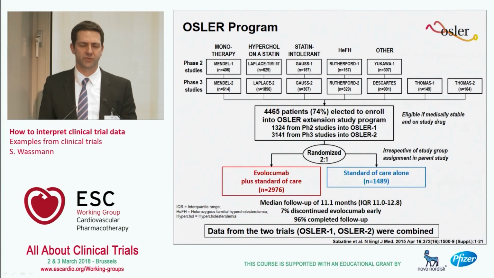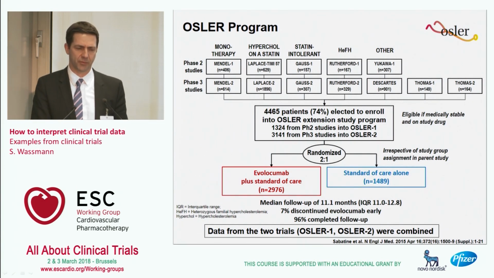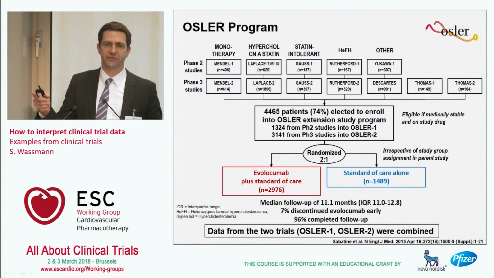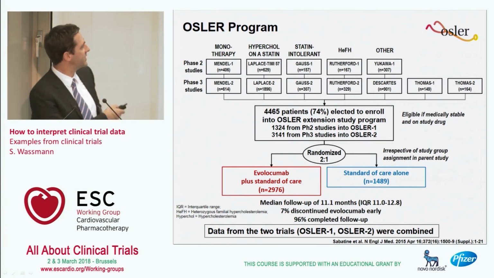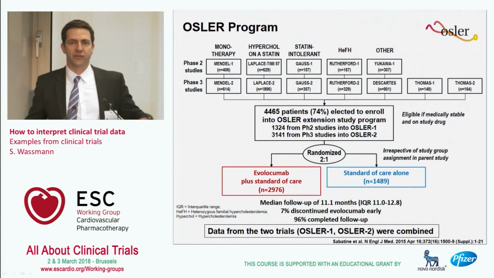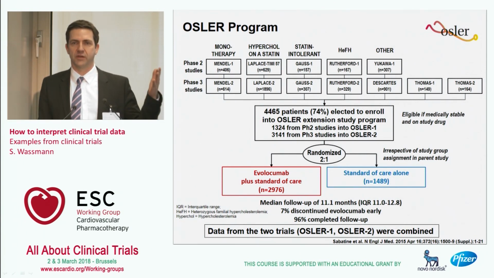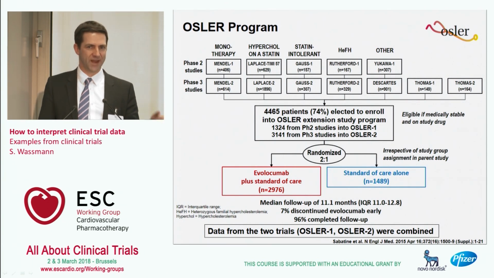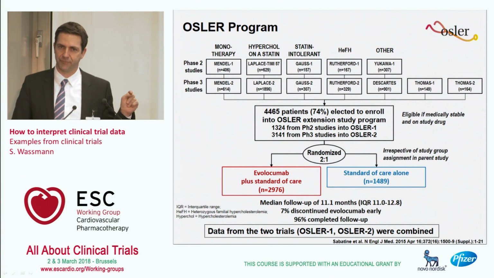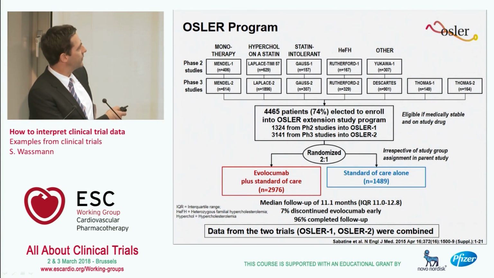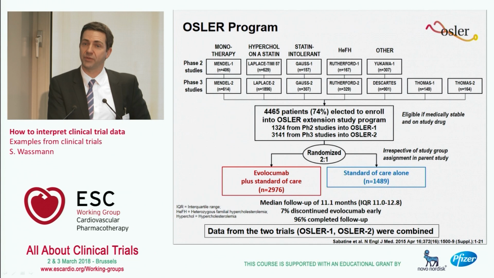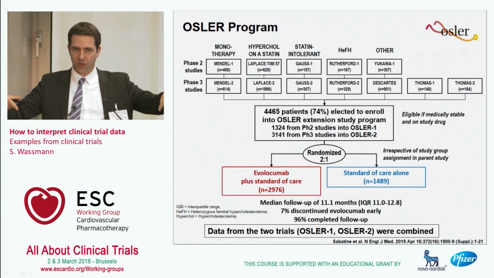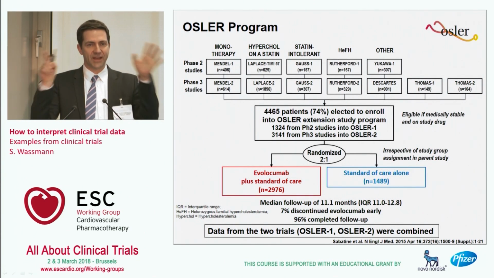So evolocumab was tested in all kinds of different patient populations in phase 2 and phase 3 studies. Now what they did was the following. They had all these phase 2 and phase 3 studies, and those patients who were on evolocumab and were free of side effects and took their pill were asked to take part in the OSLER program. Okay? So in the end, 4,465 patients of the previous phase 2, phase 3 studies were enrolled in the OSLER program and were then randomized.